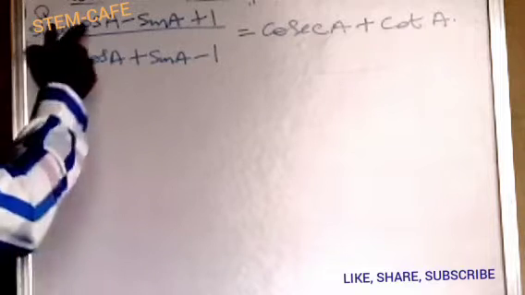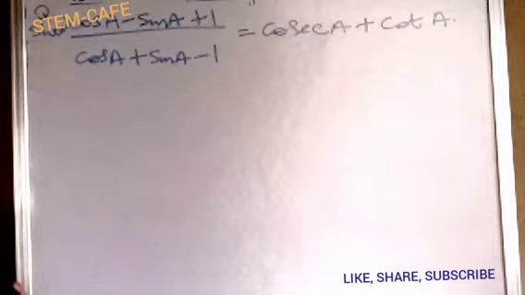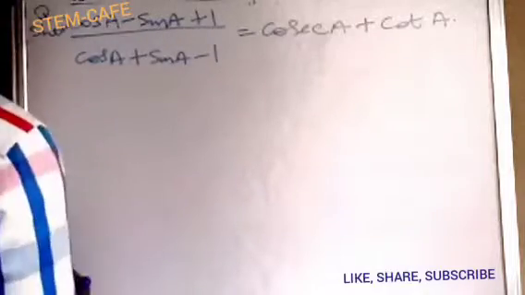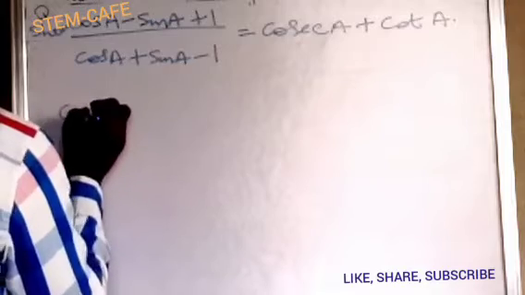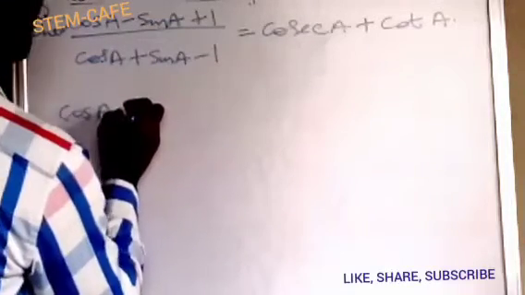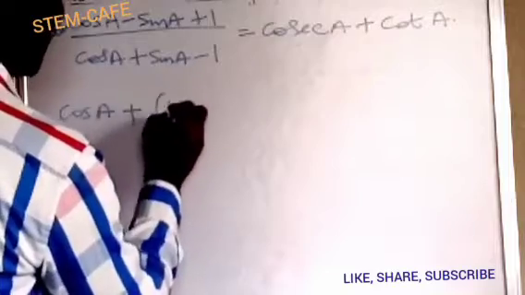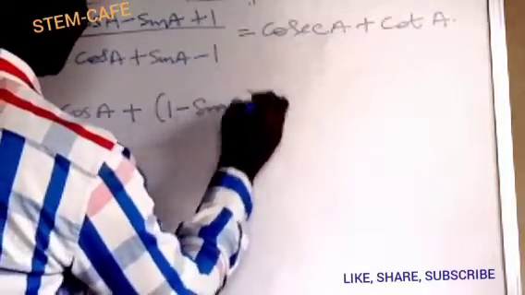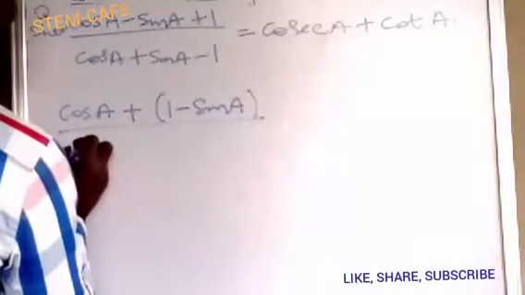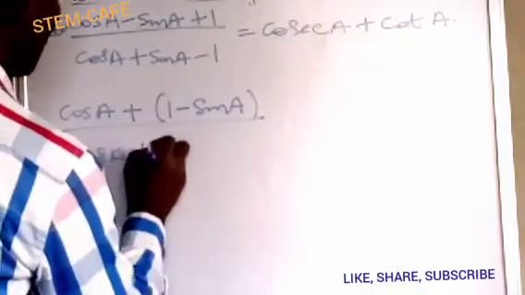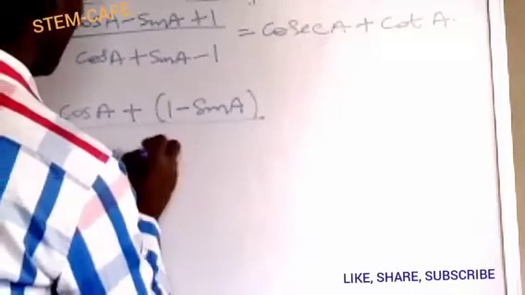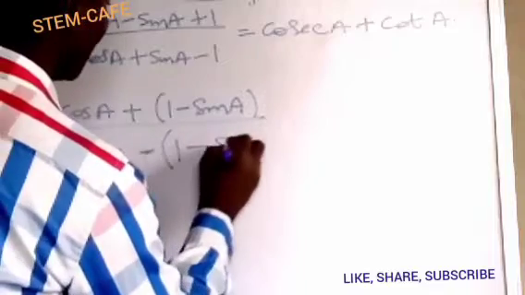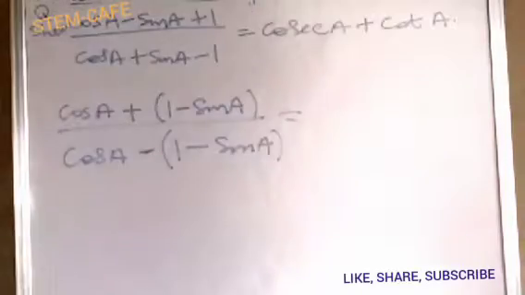Show that (cos A minus sin A plus 1) over (cos A plus sin A minus 1) equals cosec A plus cot A. So the equation will give us something like this: cos A plus 1 minus sin A over cos A plus, minus 1 minus sin A. On rearranging this, it's going to give us something like this.